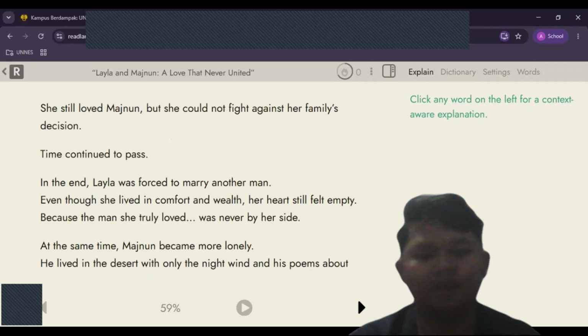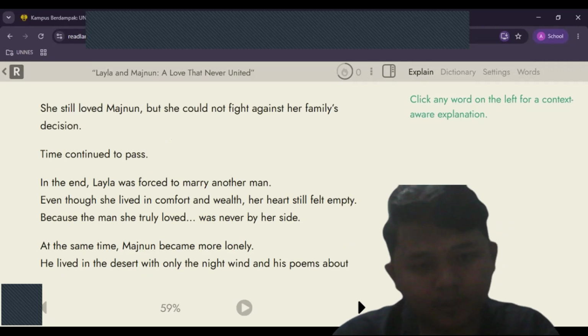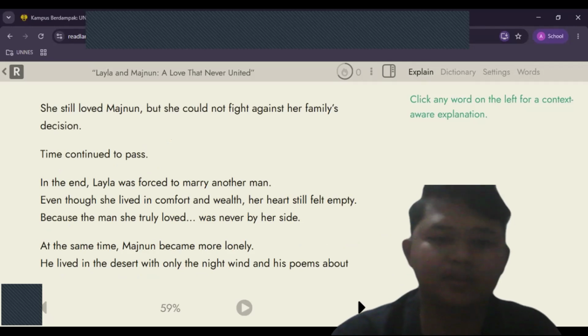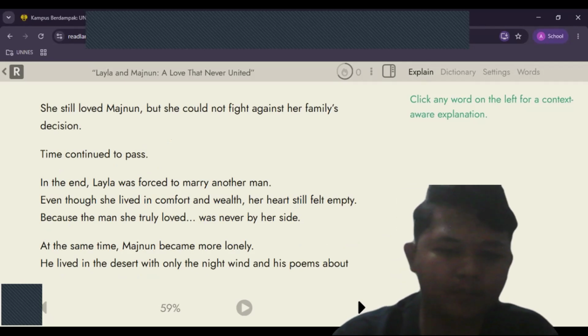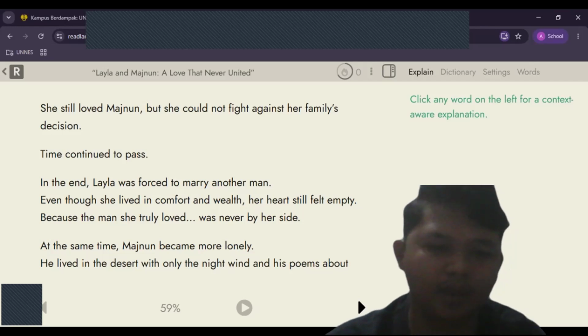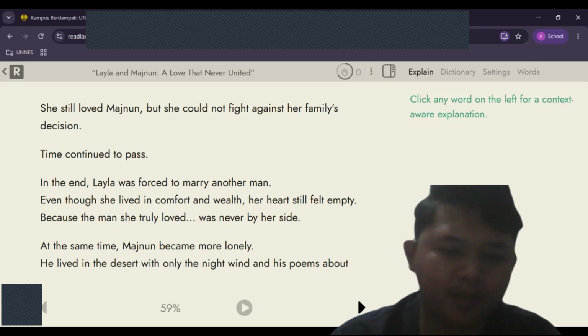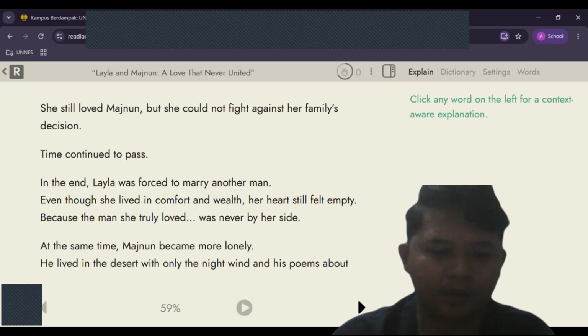She still loved Mainu, but she could not fight against her family's decision. Time continued to pass. In the end, Lila was forced to marry another man. Even though she lived in comfort and wealth, her heart still felt empty, because the man she truly loved was never by her side.